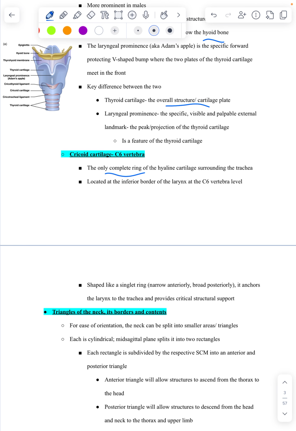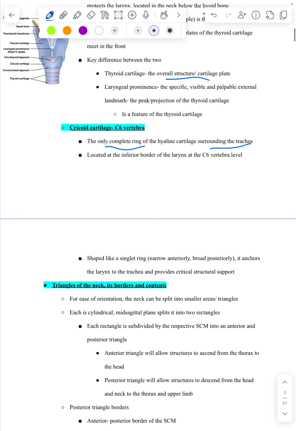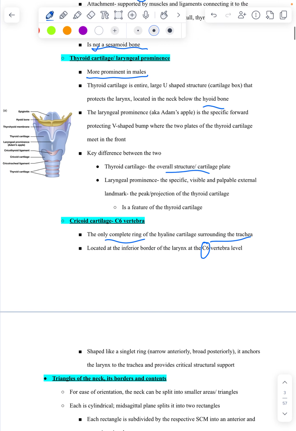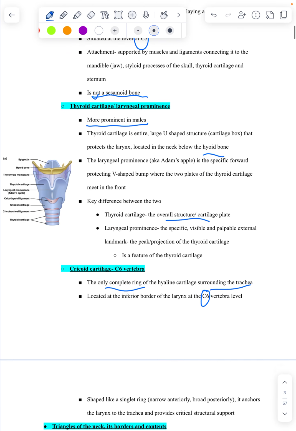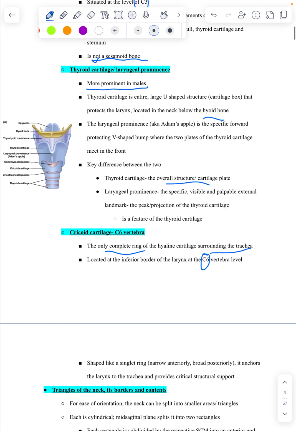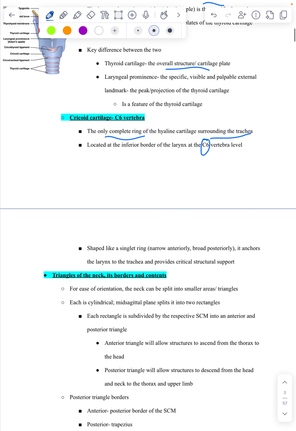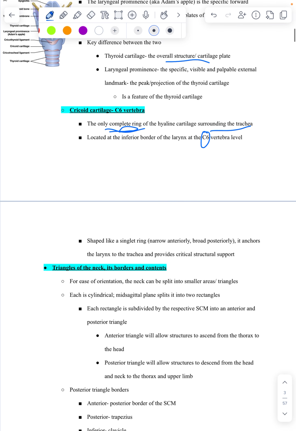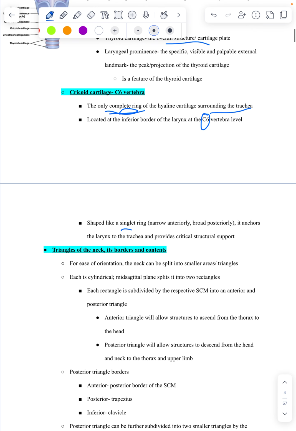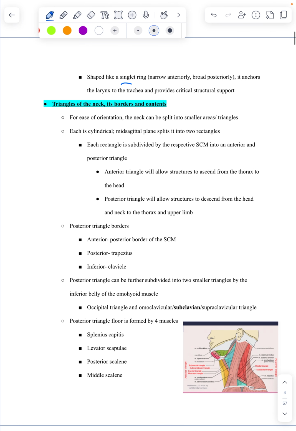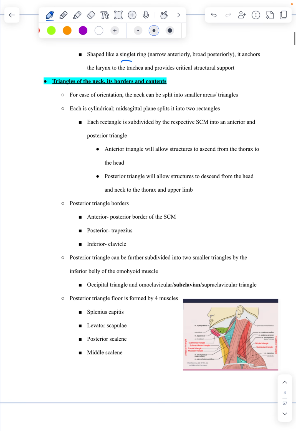It's the only complete ring of the hyaline cartilage, surrounds the trachea. It's at the inferior border of the larynx at the C6 level. So she could definitely ask about these levels. We said hyoid was C3, cricoid cartilage is around C6. And then we said it's a complete ring, a single ring, anchors the larynx and the trachea, provides critical structural support.